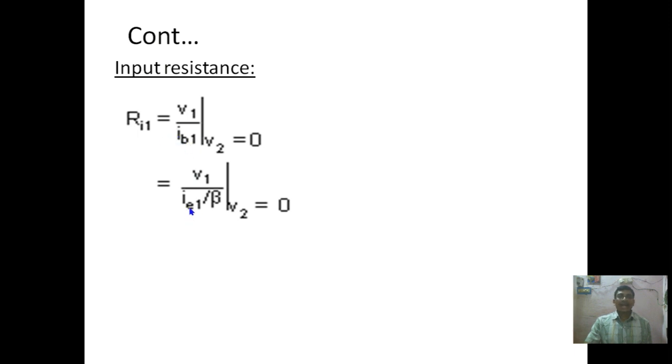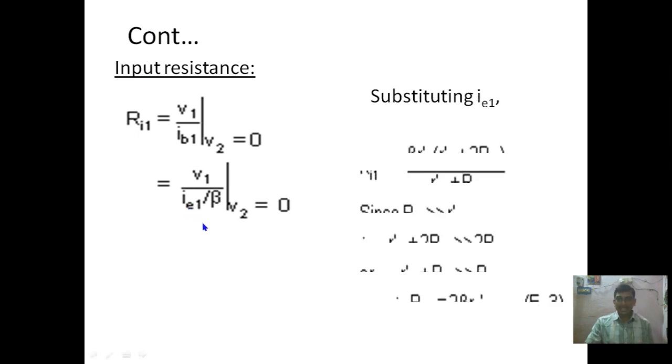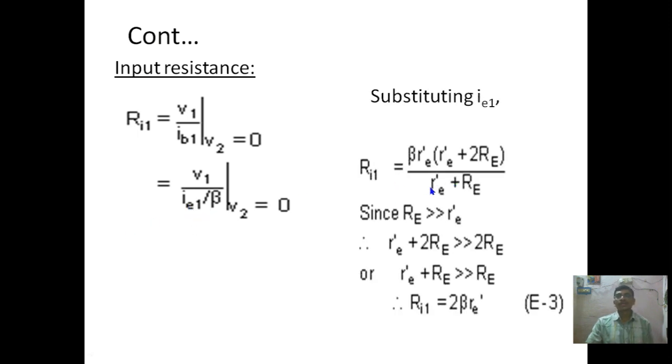Ib1 can be written as Ie1 by beta, and already we know the Ie1 value. By substituting the Ie1 value, we get Ri1 is equal to beta times Re dash into Re dash plus 2Re, divided by Re dash plus capital Re. How did we get this equation? This beta will go to the numerator section.